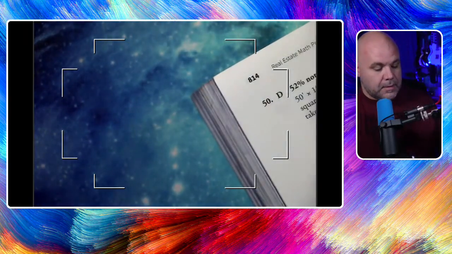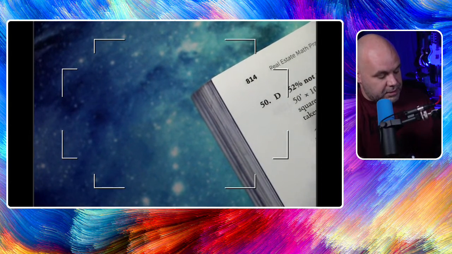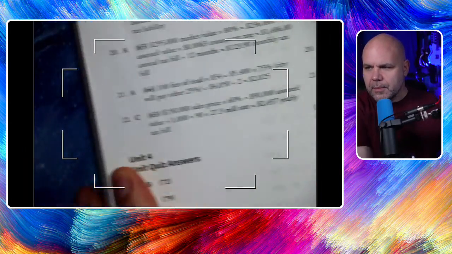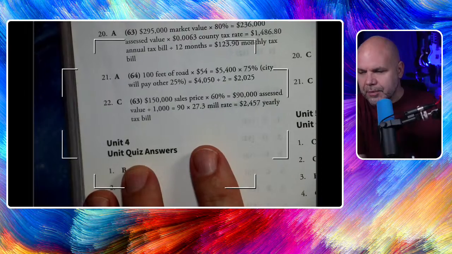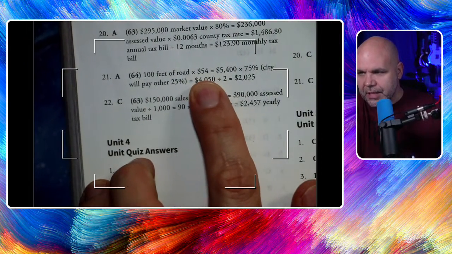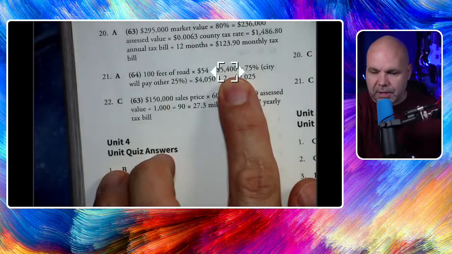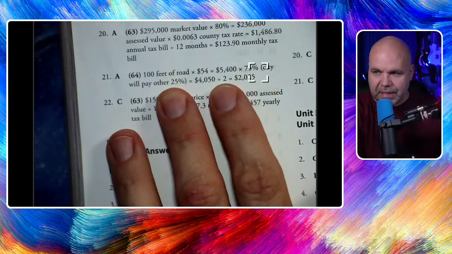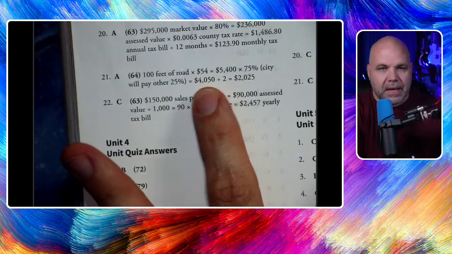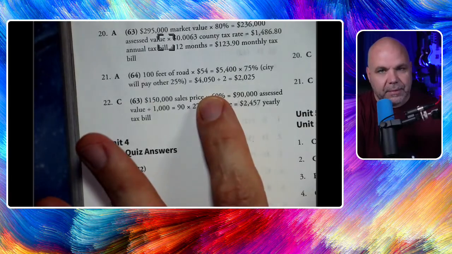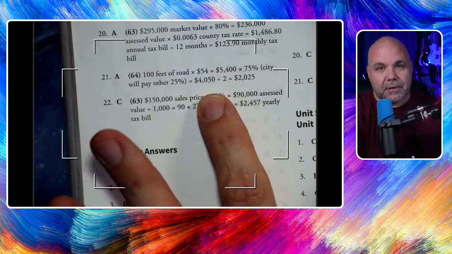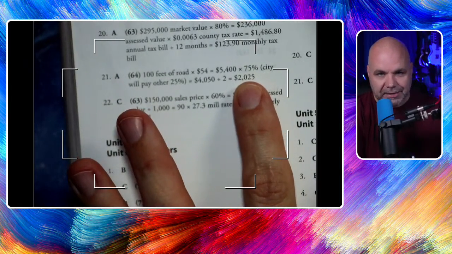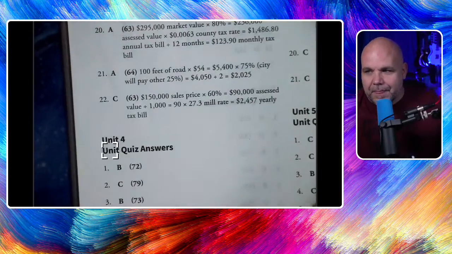Okay. Once I find my answer key here, I'll show you how the book has written it. There we go. Number 21. Yeah, they pretty much did it the same way. 100 feet of road frontage times $54 is $5,400. Take 75% of that because the city is covering the other 25%. That leaves $4,050. And Jennifer does not have to pay $4,050 because she's sharing the road with the parties across the street from her. Therefore, her portion is half, or $2,025. Answer choice A.